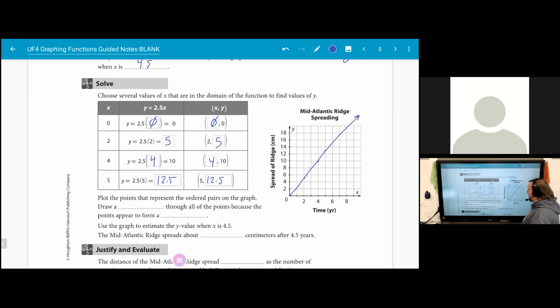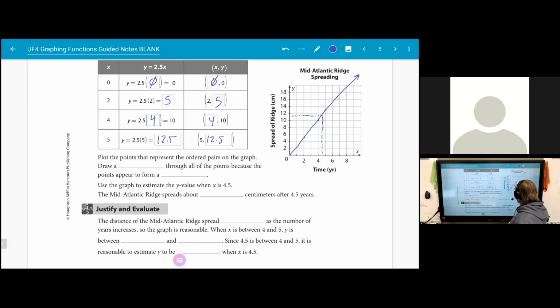What we're going to do is estimate, okay? We're going to estimate here when x is 4.5. So 4.5 is like right here, right? The y value here is like, I don't know, 11? Well, 4.5 is between 4 and 5. So halfway between 10 and 12.5 should be about 11.25, which it looks like. Again, we're just estimating here.